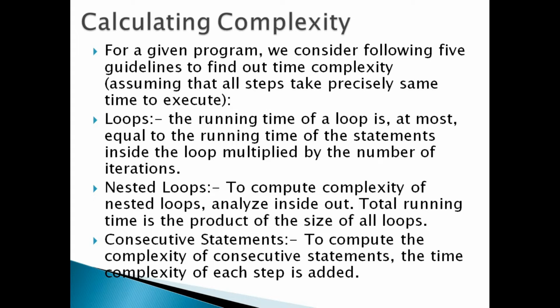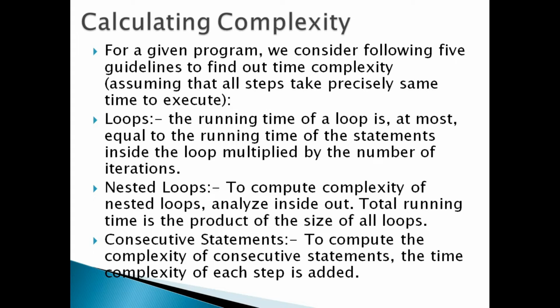The running time of a loop is equal to the running time of the statements inside the loop multiplied by the number of iterations. We use a loop when we have to iterate a particular block a given number of times. So if there are 5 lines in a loop and the program is running 5 times, the complexity will be 5 into 5. So the running time of a loop is equal to the number of statements inside the loop multiplied by the number of iterations. It is very easy.